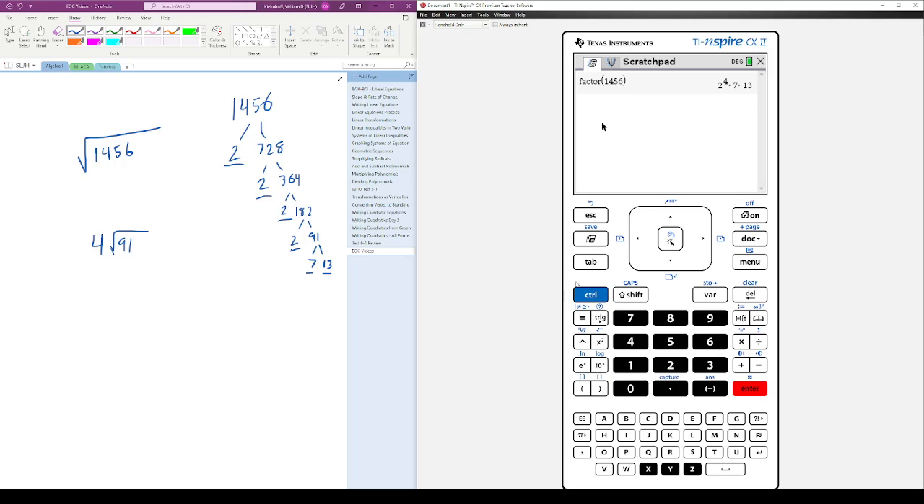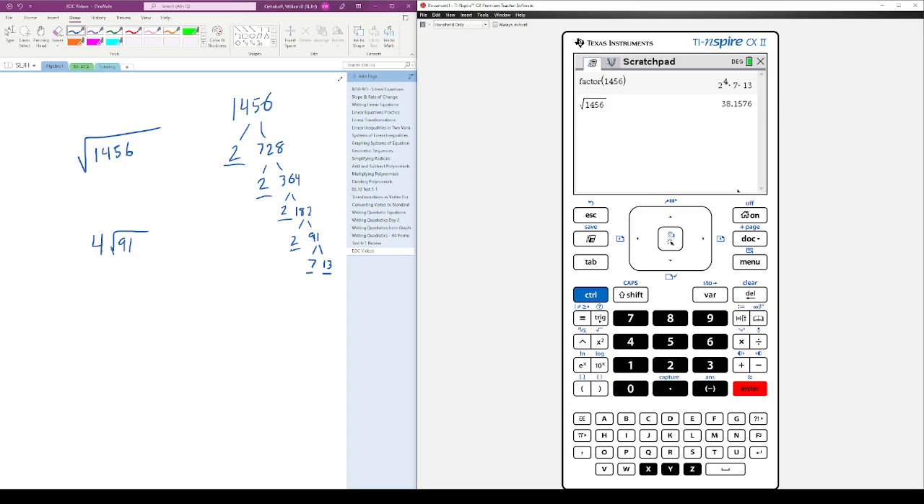That's a nice shortcut, particularly when you have large or awkward numbers that you need to factor. So that can be really helpful for simplifying radicals. Keep in mind also when you're using a calculator, if you want to compare numbers that are radicals, you can just use the decimal version. So the square root of 1456 is about 38.1576. Since it's irrational, the decimal goes on forever.